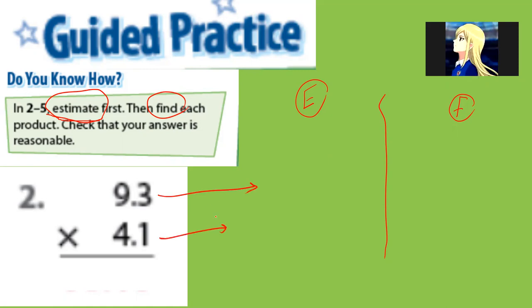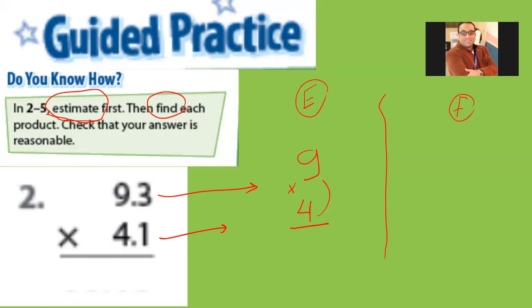9.3, the 3 is poor, so it will not give something to the 9. It will be 9 as it is. What about 4.1? It will be 4 because the 1 is poor. When we multiply it together for the appropriate estimation, 4 by 9, we will get 36. I finished the first requirement in the problem, my dear student.